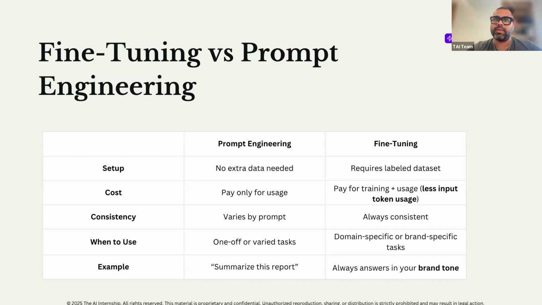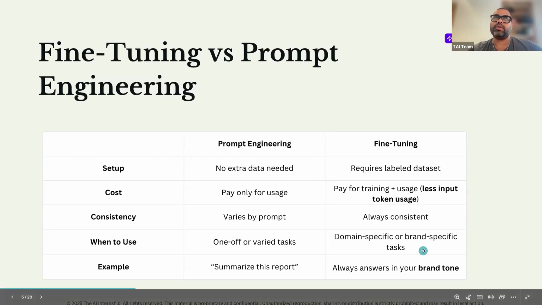Two examples would be: summarize a specific report. If you just chat with ChatGPT, that's one example, and you can give some guidelines there. But if you have an interaction that always has a brand tone, then it's best to have a fine-tuned model. So it depends on your use case, when to use which.